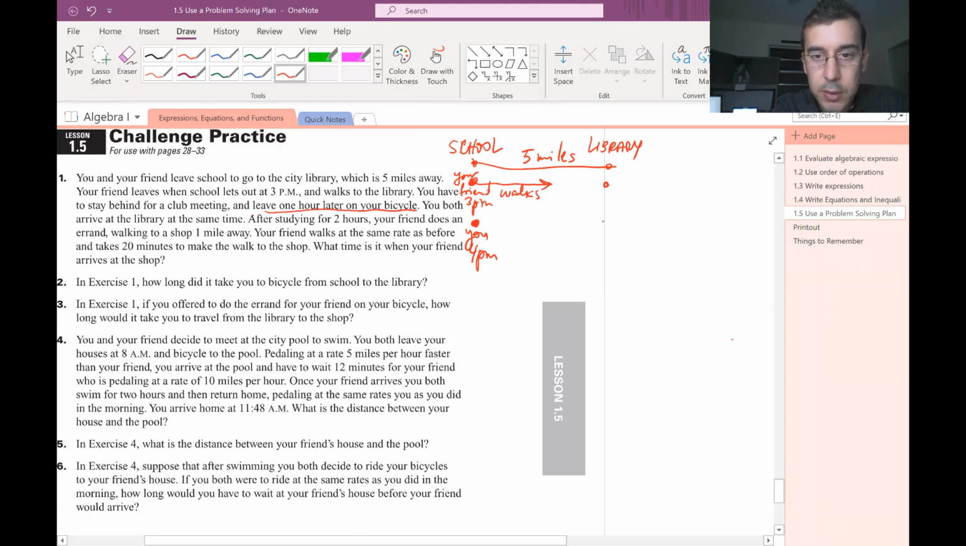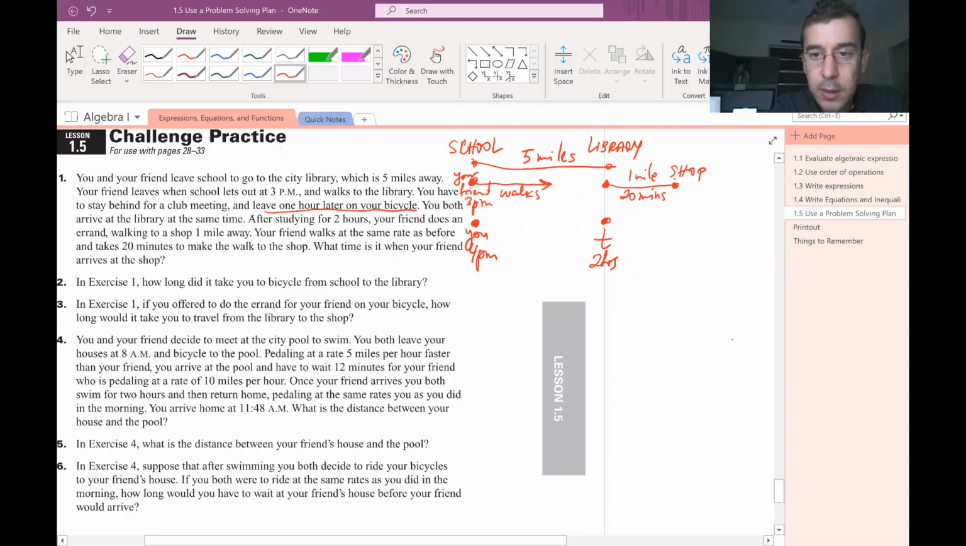So right here, T is the same, so you arrive at the same time. After studying for 2 hours, so you study for 2 hours, your friend does an errand, walking to a shop 1 mile away. So this is 1 mile away to a shop. Your friend walks at the same rate as before and takes 20 minutes to make the walk to the shop.